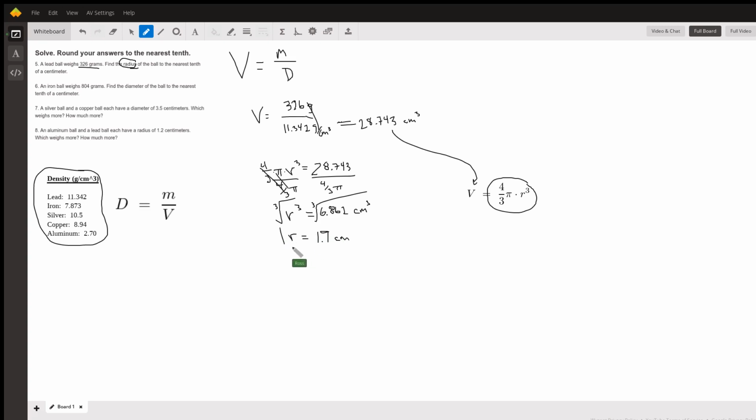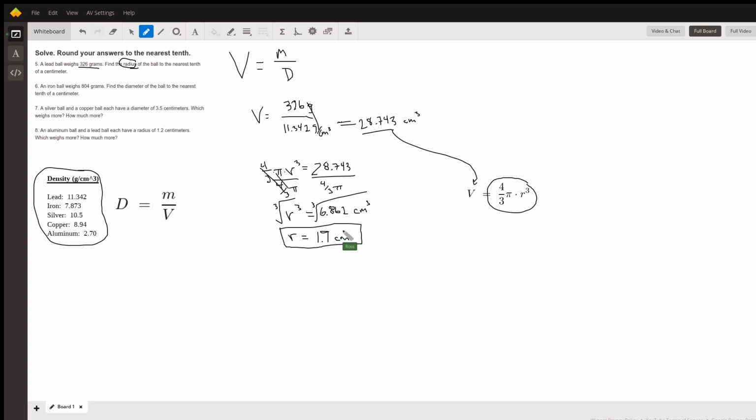So there were two kind of big steps that had to happen there. We started with grams, we started with a mass, and we needed to turn that into a volume. We needed to figure out, okay, if my ball has 326 grams of mass, what is its volume in cubic centimeters? And we found that that was 28.743. Once we had the volume, we used the volume formula to figure out what the radius would have to be. So if I have my grams, what would the volume have to be? And then based on that, what would the radius be?